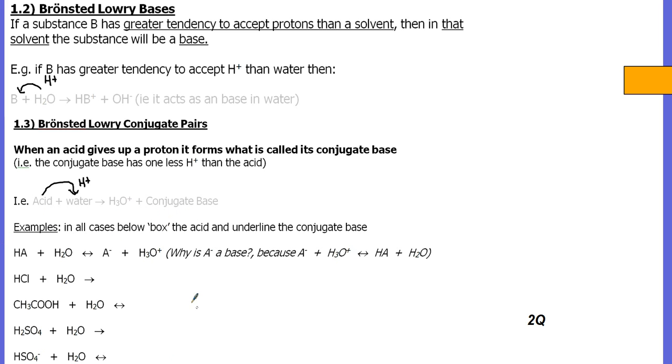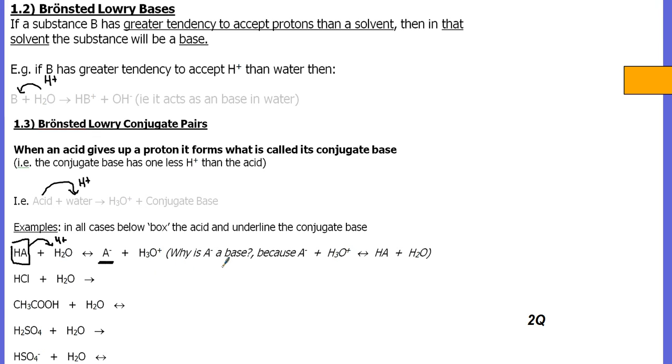So let's look at a few examples here. It says in all cases below, box the acid and underline the conjugate base. I'm going to look at this example: HA + H2O goes to A- + H3O+. Obviously HA has donated a proton to the water. HA must be the acid because it's the thing that's donating the proton. And what does HA become once it's lost the hydrogen ion? This species here has one less hydrogen. So in this situation, HA is the acid and A- is the conjugate base.